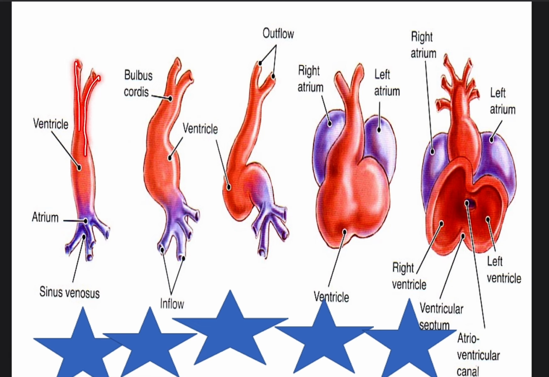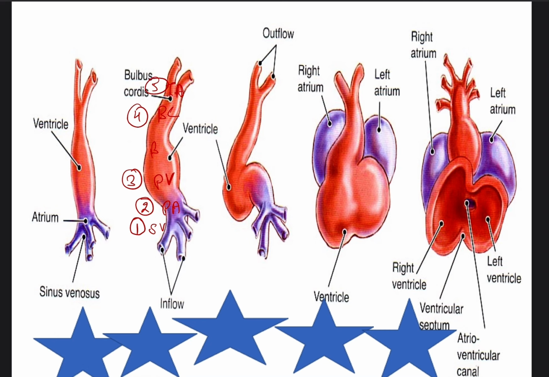This is our heart tube. This heart tube starts dilatation and some constrictions and forms 5 parts. What are these 5 parts? First sinus venosus, then primitive atrium, and above primitive atrium it is primitive ventricle, then bulbus cordis, and uppermost part is truncus arteriosus. I repeat, 5 parts. First is sinus venosus, second is primitive atrium, third is primitive ventricle, fourth is bulbus cordis, and fifth is truncus arteriosus.